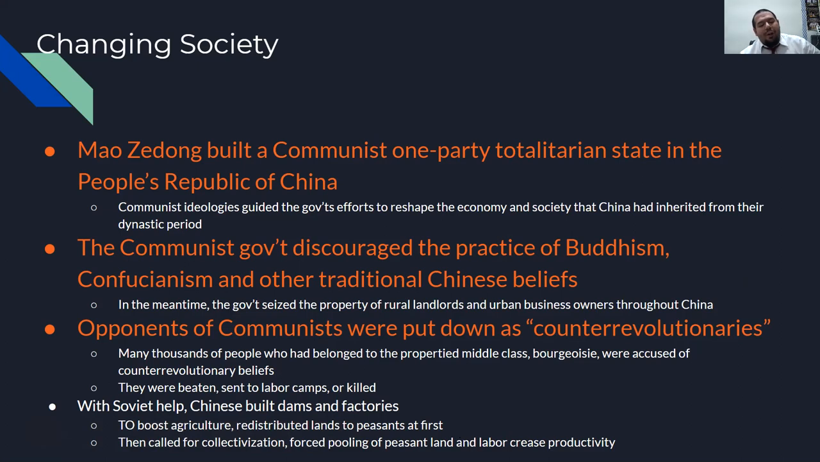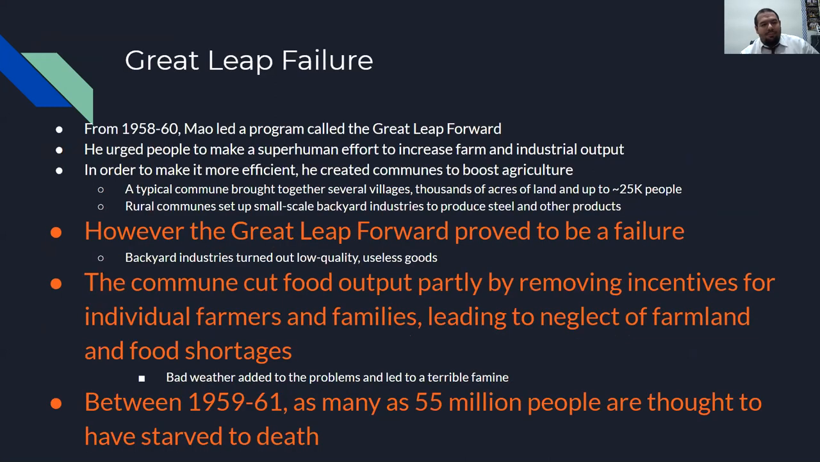With the Soviets' help, the Chinese built dams and factories to boost agriculture. Like I said, Mao is going to redistribute lands to peasants at first. Then he called for collectivization, which forced the pooling of peasant land and labor to increase productivity. The Great Leap failure.